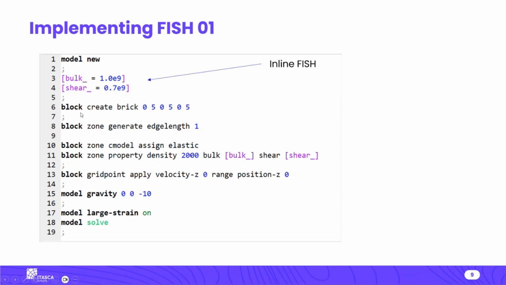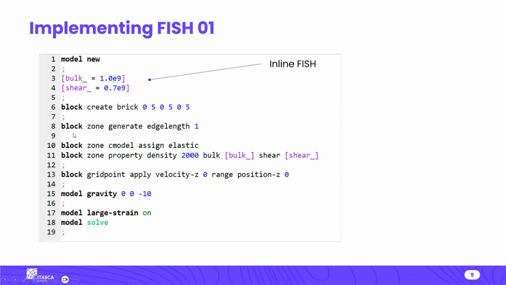Here's commands. So I create a brick, generate zones, set it to be elastic, set the properties. Here, where I'm setting the bulk modulus property, I can just use the fish variable to set that bulk modulus, as long as I put it in square brackets. So I define the variable up here, and I'm using that variable to set the bulk modulus here and the shear modulus here. And this is a very common use for fish.